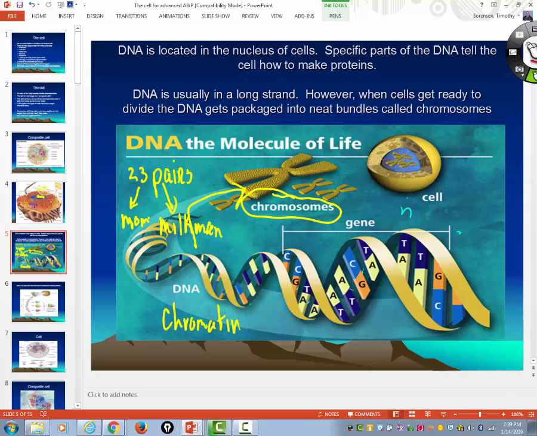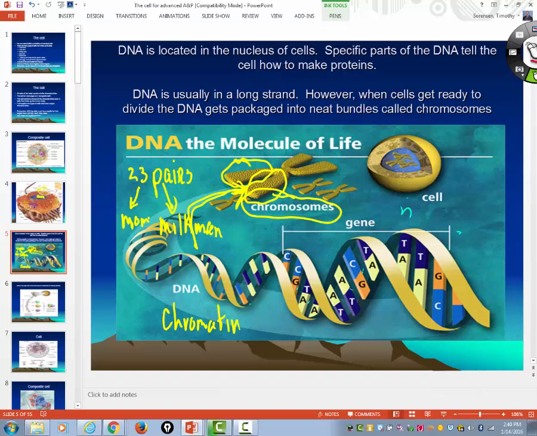So you get a segment of DNA from your mom and a segment of DNA from your dad. And when they're packaged into chromosomes, the segment of DNA from your mom is here and the segment of DNA from your dad is here. So it organizes the DNA so when the cell divides, those chromosomes go with it. It's a good idea.